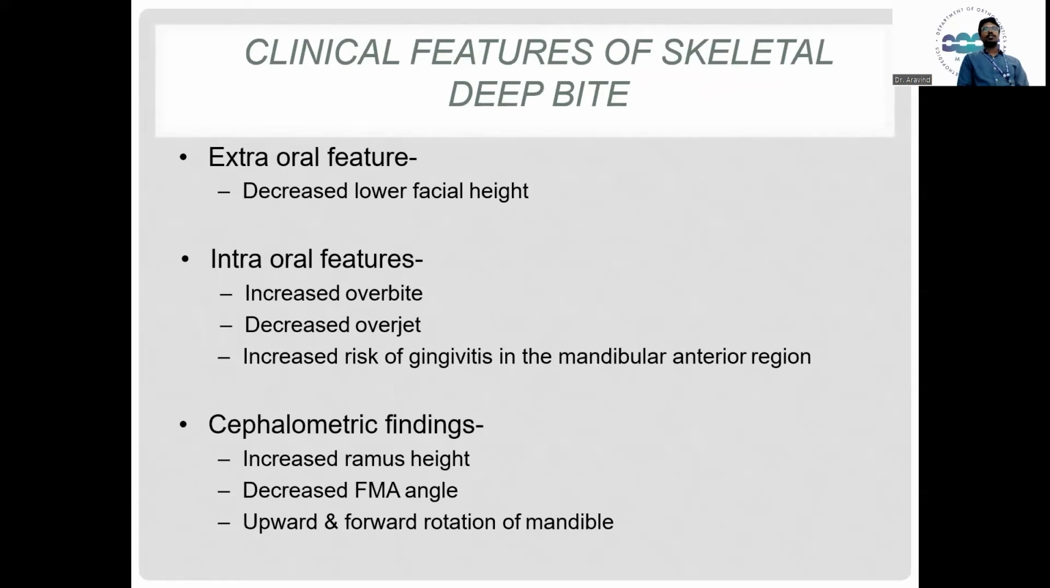What are the clinical features of a skeletal deep bite patient? Extraorally, there will be a decreased lower facial height. Intraorally, as previously said, there will be an increased overbite, decreased overjet, and increased risk of gingivitis in the mandibular anterior region. So these features will be similar for dental deep bite also. In cephalometric findings, we can see that there will be an increased height of the ramus of the mandible. There will be a decreased FMA angle and upward and forward rotation of the mandible.